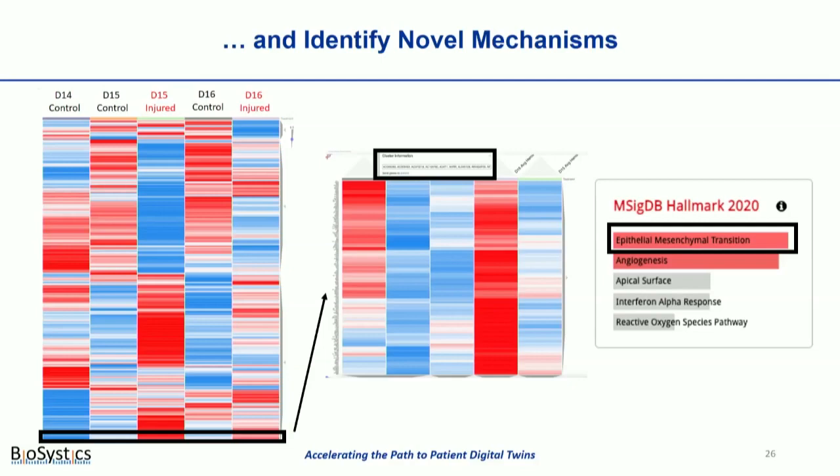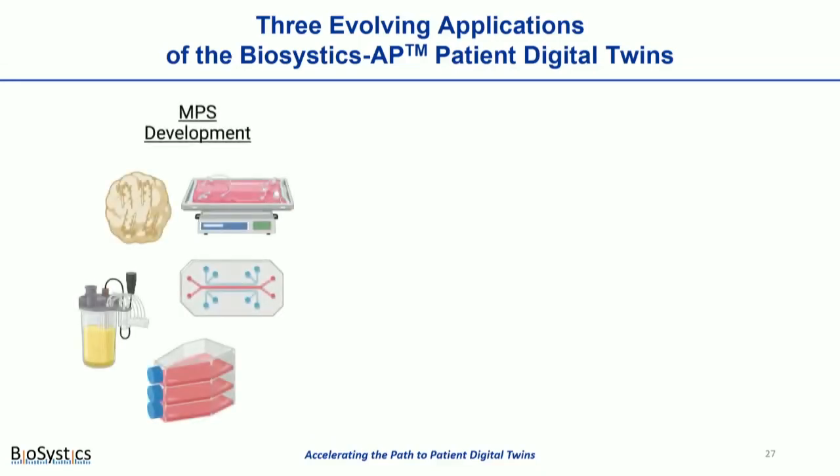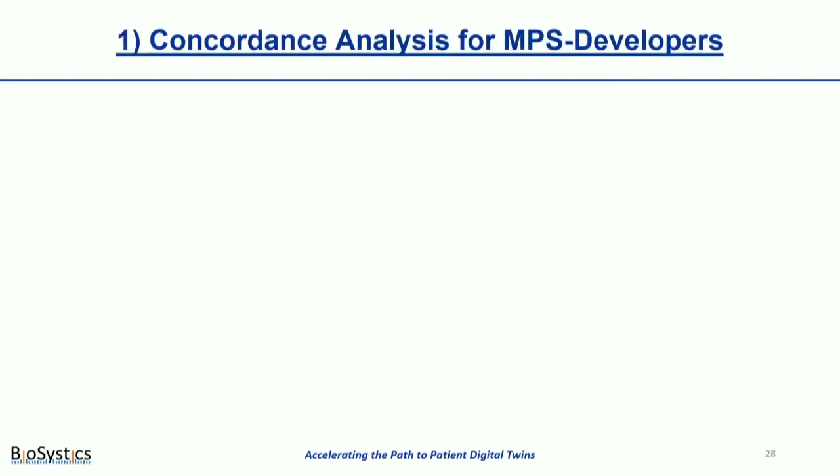So what I want to just do in the latter half of this really is talk about some of the evolving applications in using patient digital twins. This is specific to kidney organoids, but really generalizable to any kind of MPS. And in any of these three applications, it really requires an analytics platform that can amalgamate all of this because it's such a massive amount of data, whether it's MPS development or precision medicine or even drug discovery. So I'll walk through each of these, starting with MPS development.